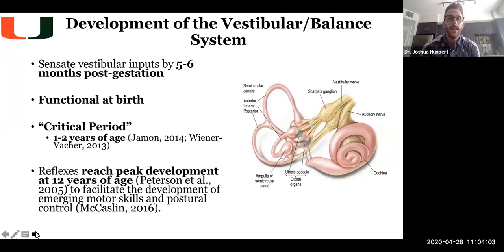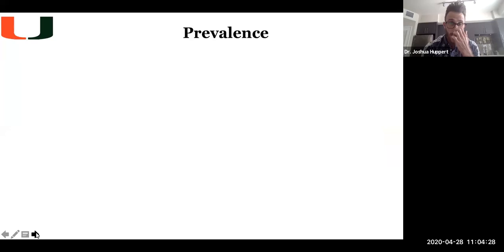And then we know that reflexes reach peak development by about 12 years of age, and that's largely to facilitate the development of emerging motor skills and postural control. So in other words, if these very basic foundational reflexes aren't in place that are driven by the balance system or the balance part of the ear, a lot of these complex gross motor skills won't develop, things like skipping, jumping, walking, et cetera. So how common is this?